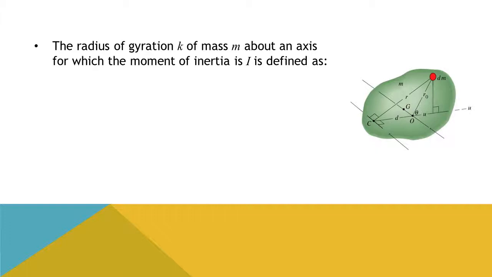The radius of gyration k of mass m about an axis for which the moment of inertia is I is defined as k equals the square root of I divided by m, or I equals k squared m, where I is the moment of inertia and m is the mass that is concentrated at a distance k from its axis of rotation.